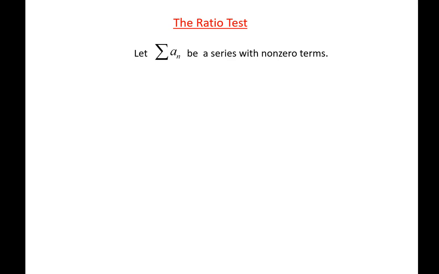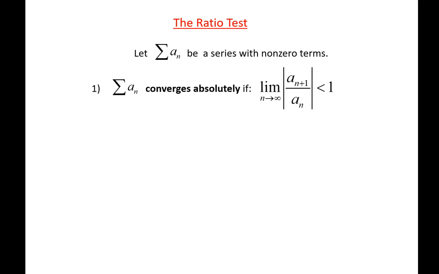Let sigma a sub n be a series with non-zero terms. What's nice about the ratio test is this will work even if you have negative terms. So this will work on a series where the terms are either positive or negative. If you take the limit as n goes to infinity of the absolute value of the n plus 1th term over the nth term, so the ratio, where the name comes from, and you get a limit that's less than 1, that tells you that the series converges absolutely.